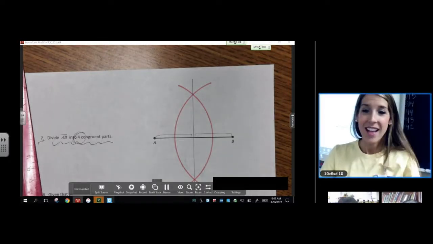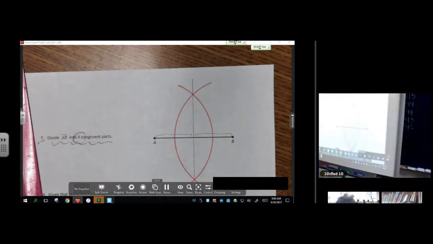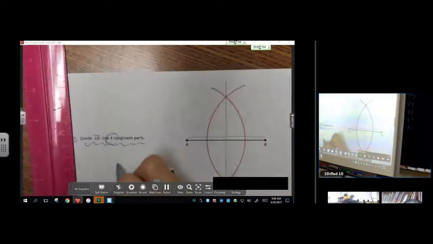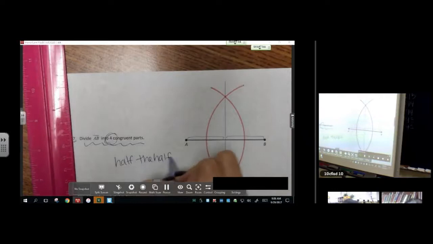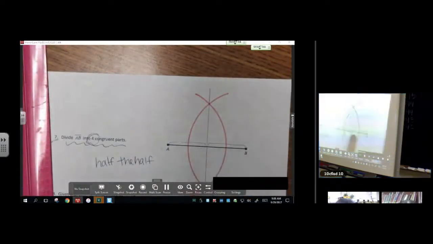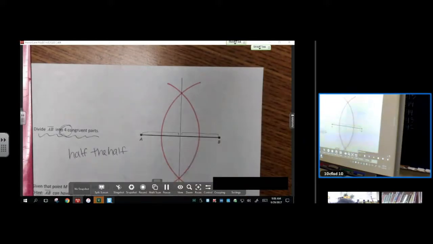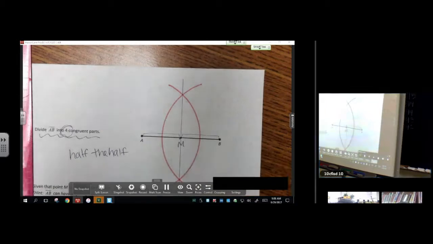Good, good. If you half the half, you get a 4th, right? I have 2 halves now, and I'm going to halve the half. Okay, so that means I have to do this 2 more times. I have to take this segment, actually I'm going to call this the midpoint. I'm going to take segment MB, and I'm going to bisect it.